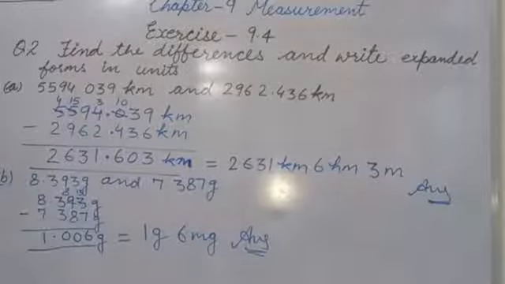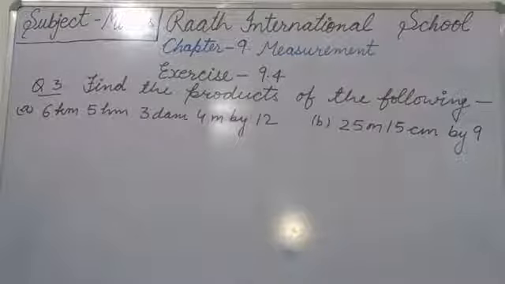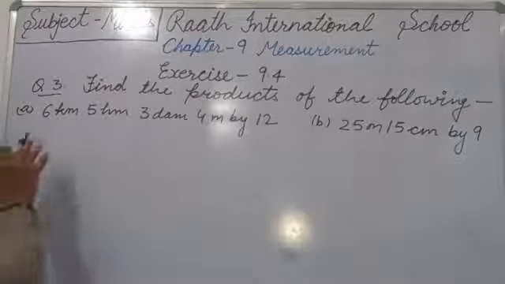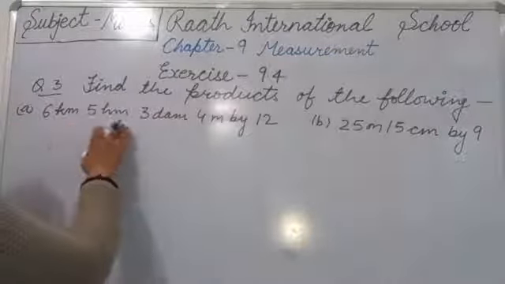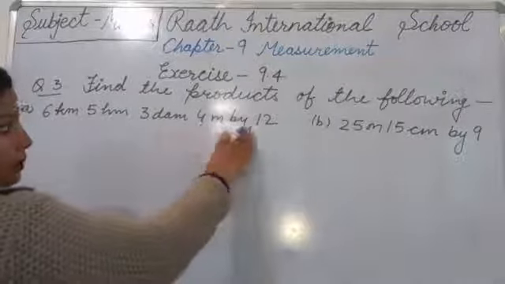Now, after that, we will do question number 3. Question number 3. Find the product of the following. Product, what is product? The answer of multiplication is called product. That means here we have to multiply and then we have to find our answer, the product. So A part is there: 6 kilometer, 5 hectometer, 3 decameter and 4 meter by 12.